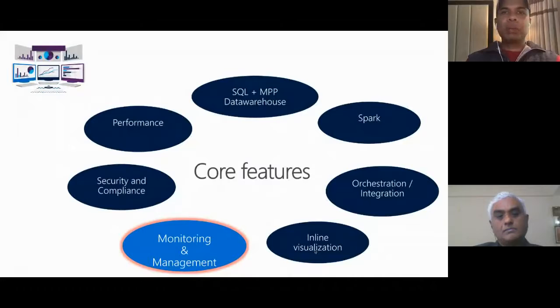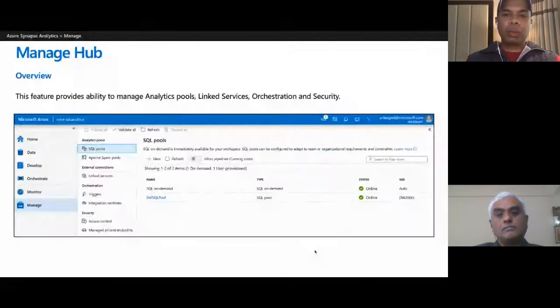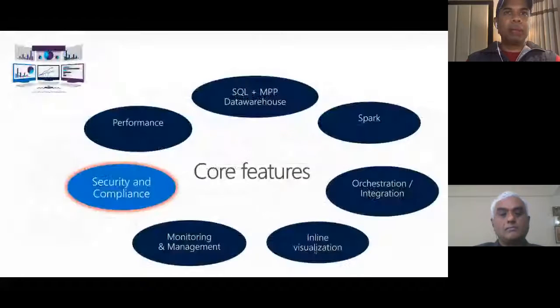Not going to spend too much time on monitoring and management, but in a sense everything becomes a compliance question by the end of it. What have you run? Where have you run? Who has access to what data? So it's very important for all of those aspects to be available within the platform.